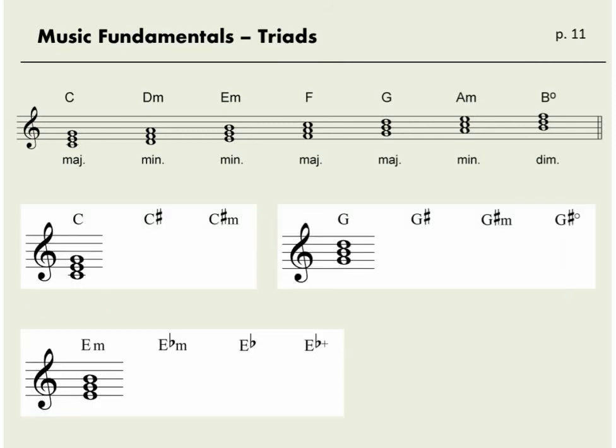Let's try a few more. How would we go from C major to C sharp major and then to C sharp minor? C, E, G is major, so C sharp, E sharp, G sharp is major. And how do we go from major to minor? Lower the third, C sharp, E, G sharp.